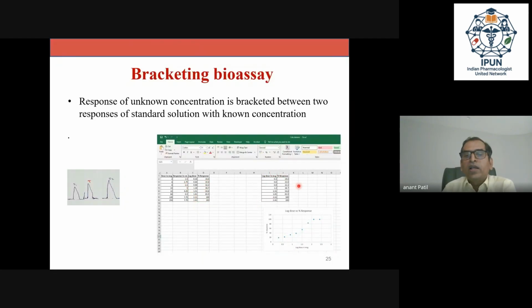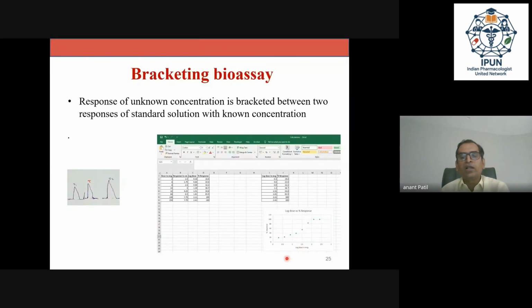Now I plot the graph. I only take column C and column D, log dose and percentage response. So on the x-axis, you can see log dose, and on the y-axis, you can see percentage response. This is called a semi-log plot. Why it is called a semi-log plot is because only on one axis we have used log, and on the other axis log is not taken, the normal value is taken.